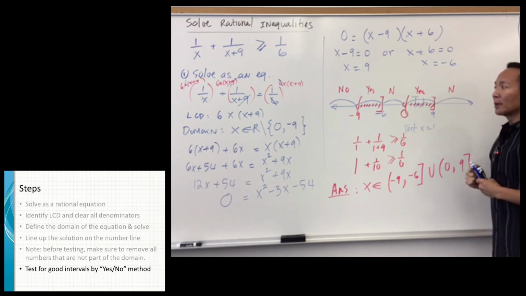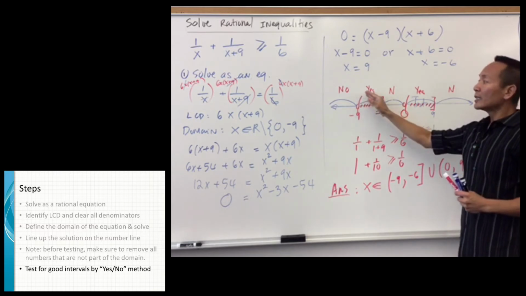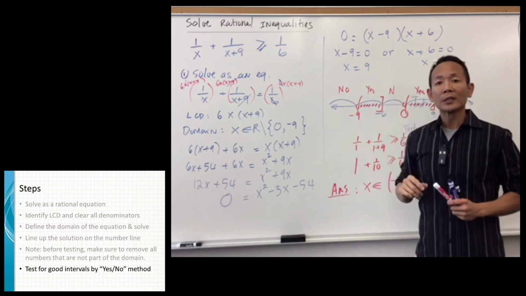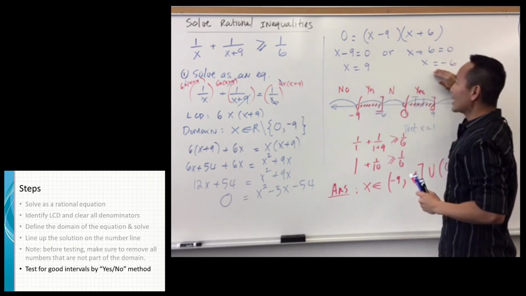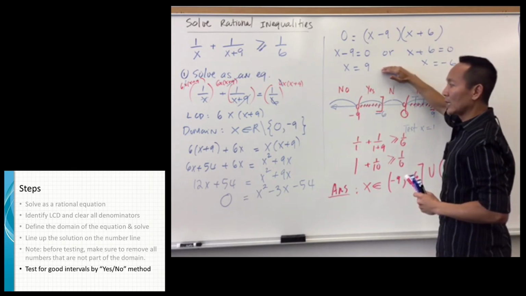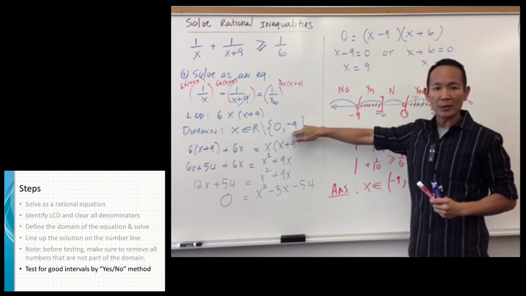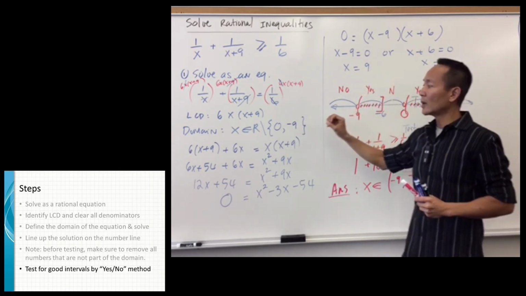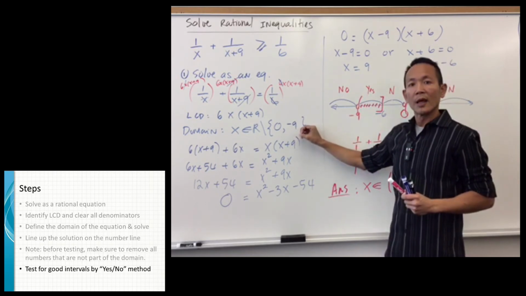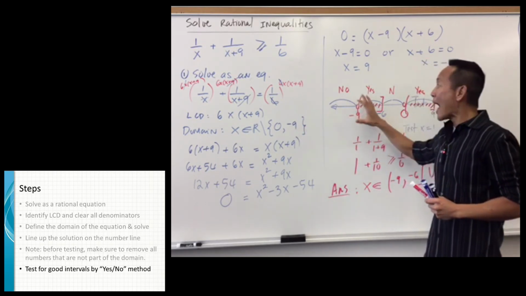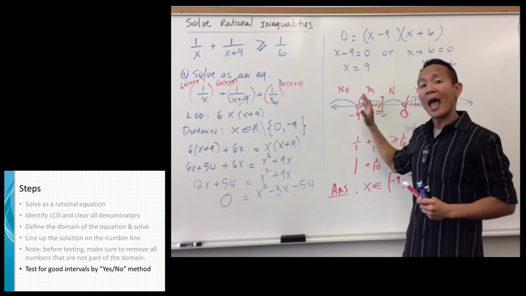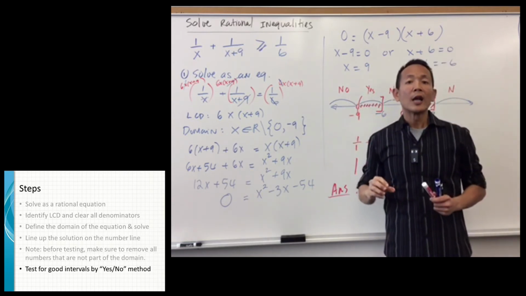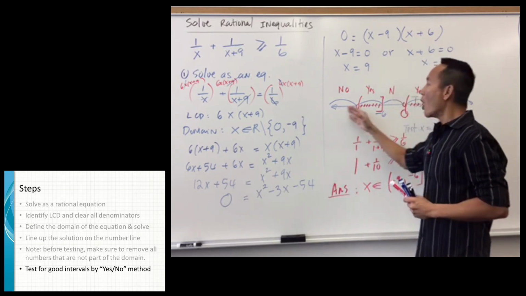So please remember, the alternating yes, no only works when the solutions you earn at the end are not these excluded numbers. If any of these solutions happen to be one of these numbers, then the pattern would not follow as it is. In that case, you have to test all intervals.